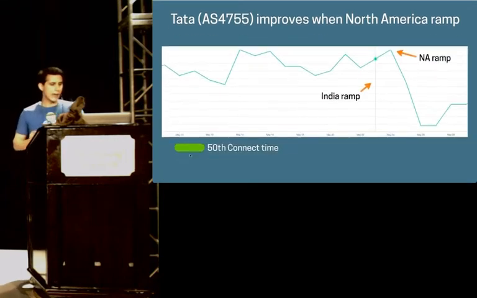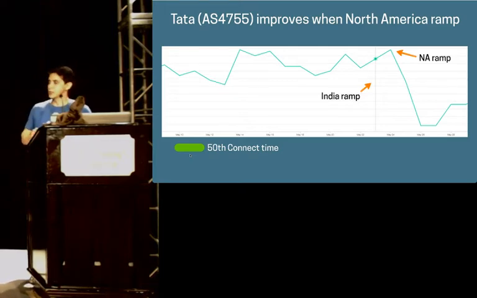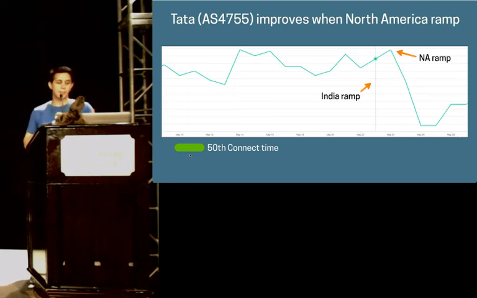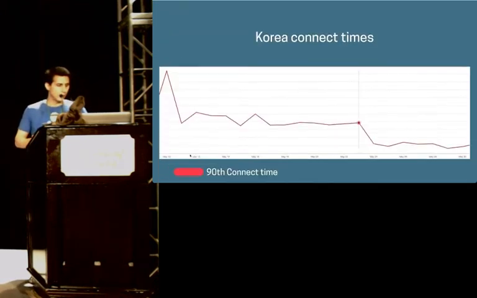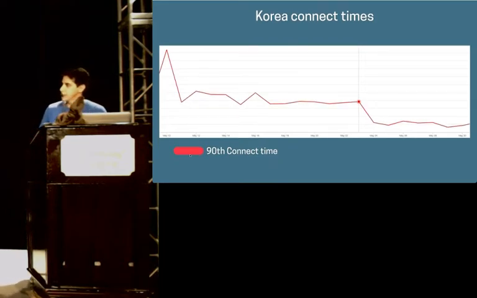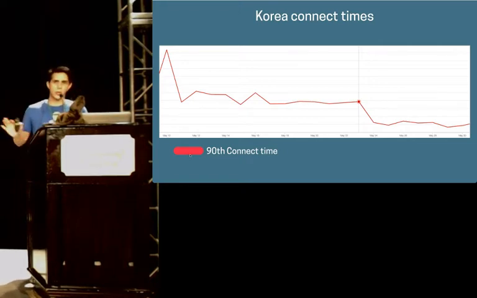So this is actual LinkedIn data from the LinkedIn feed. As you navigate on the LinkedIn feed, we collect telemetry. And this is the 50th percentile connect time for Tata in India. We see that when we ramped, not India, but North America, basically the last ramp of Rum DNS, we saw the lowest connect times in our system. Same thing with Korea. When we ramped Korea to Rum DNS, lowest connect times. And not just that, we saw improvements across the board in many countries, especially in Asia.